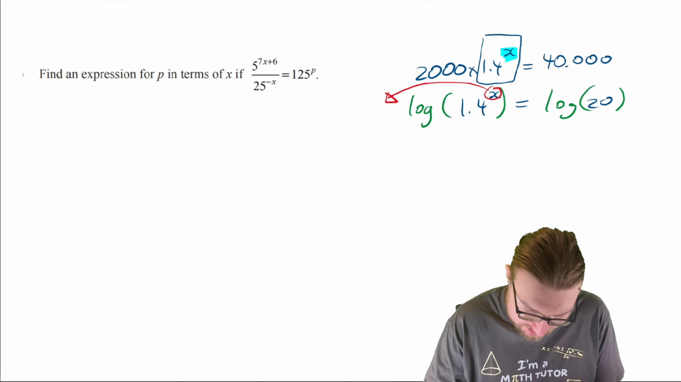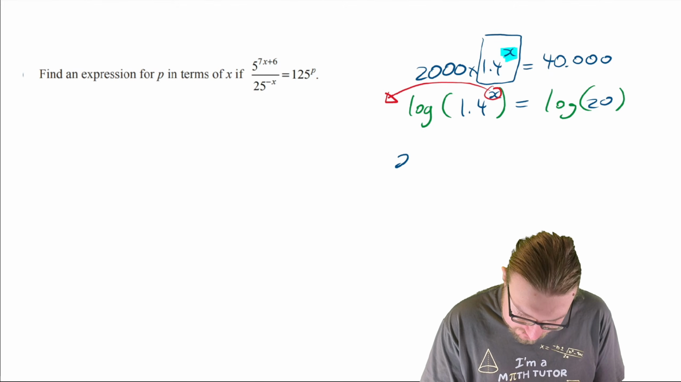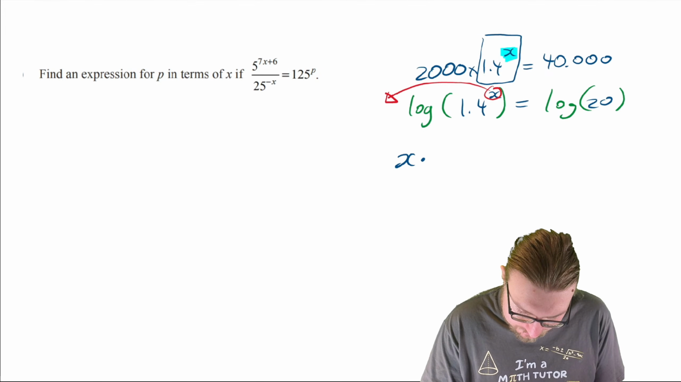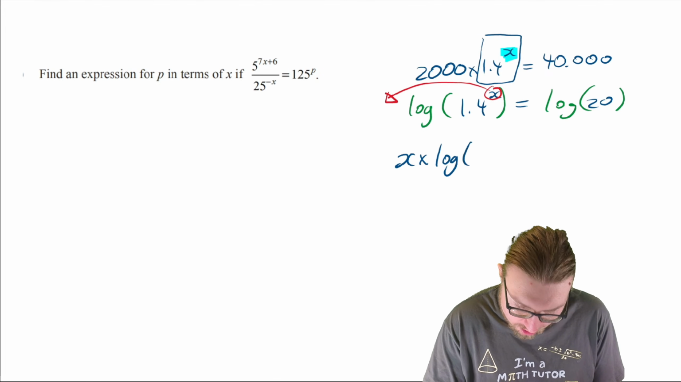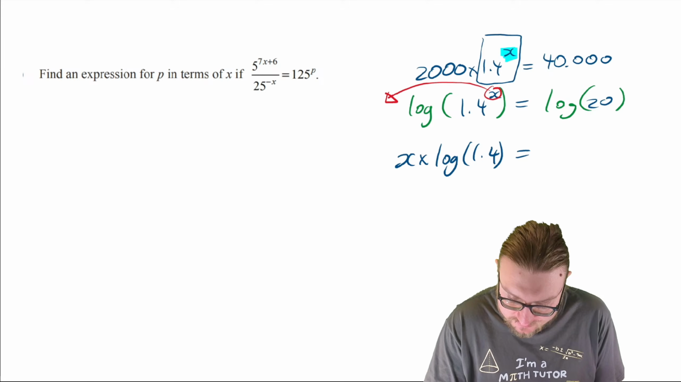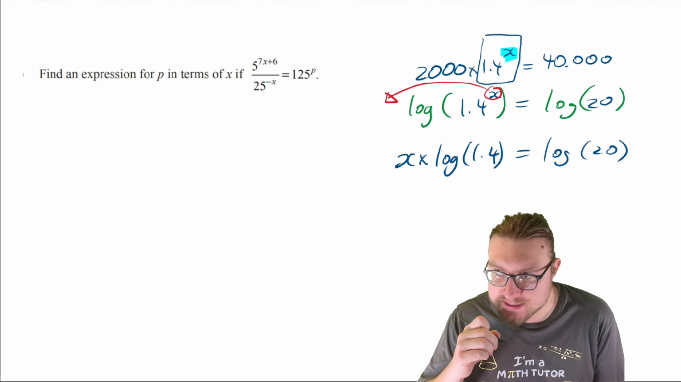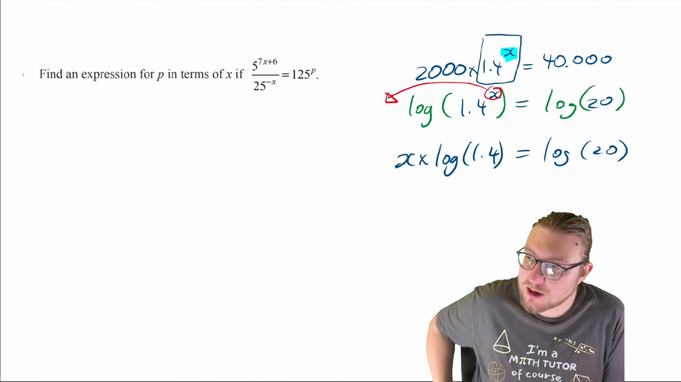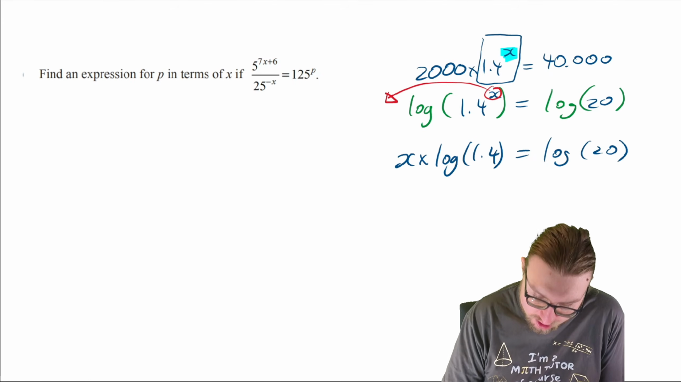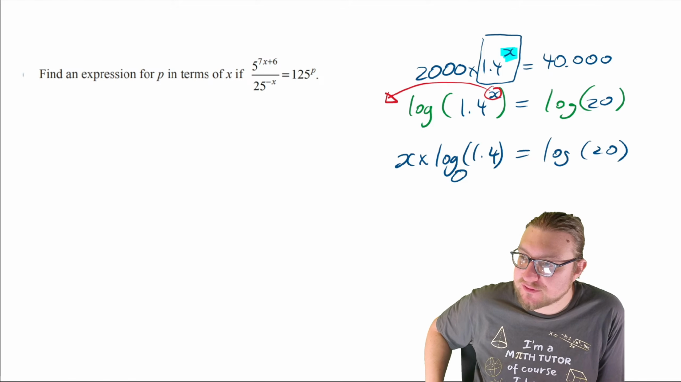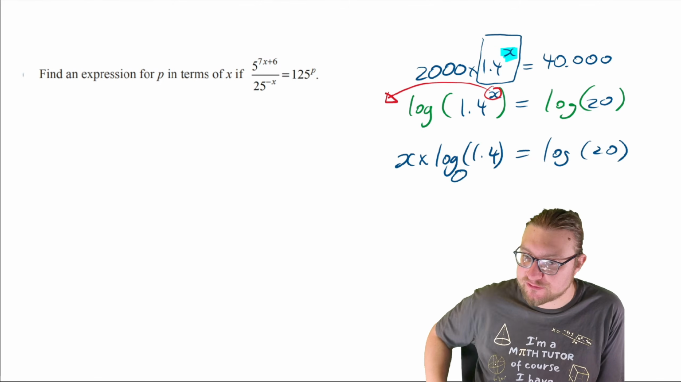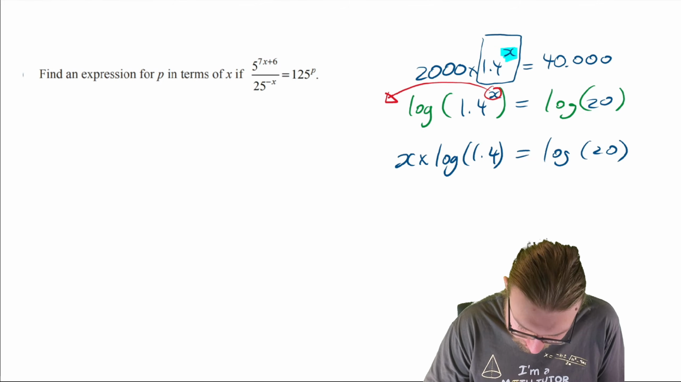So we're going to get x multiplied by log of 1.4 is log of 20. All right, here's a question for you guys. If I say just log, what base is the log? I didn't specify it, but what base do I have here? What base can I have here?